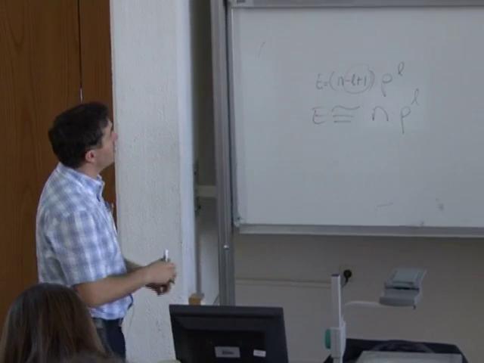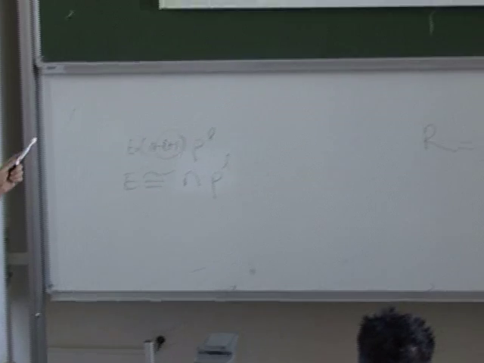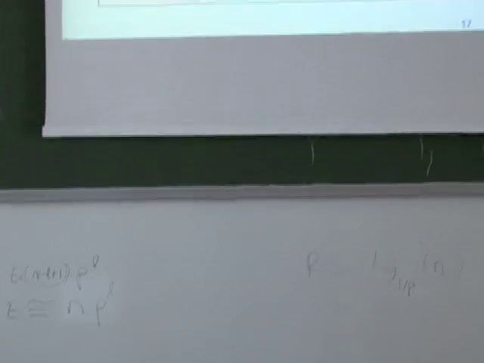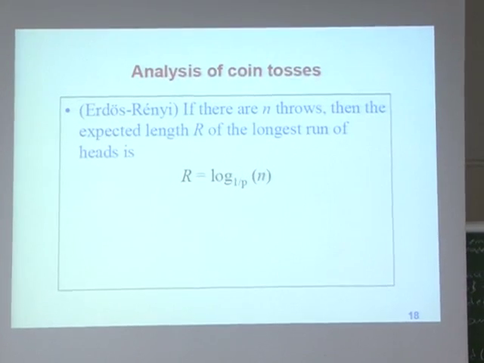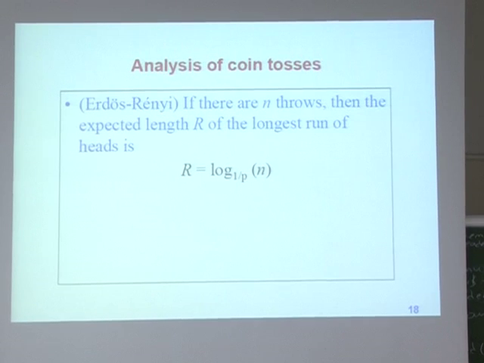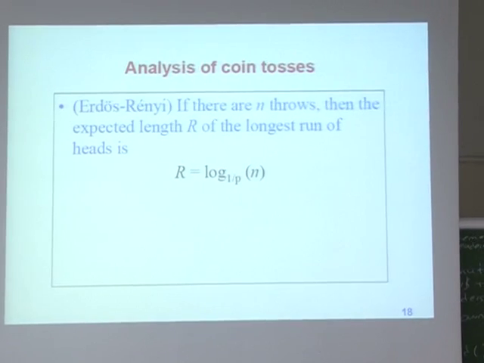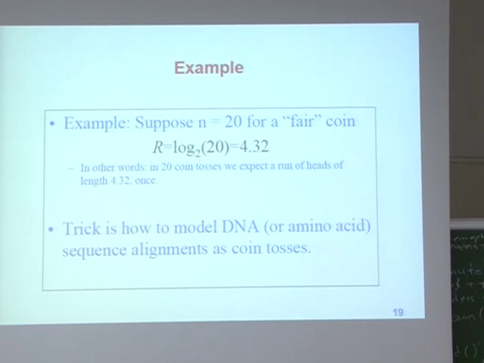I have an example here. This formula was developed by Erdos and Renyi: if there are n throws, then the expected length R of the longest run of heads is given by this formula, and it's derived directly from this. And here is an example.